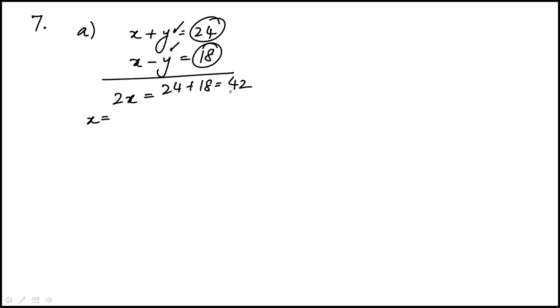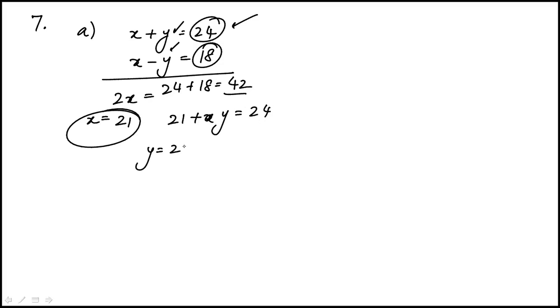So x would be half of 42, which is 21. So we know x is 21. We can just replace it here to solve for y. And y would be 24 minus 21, which is 3. So x is 21, y is 3, and we can check. They add up to 24, and their difference is indeed 18.